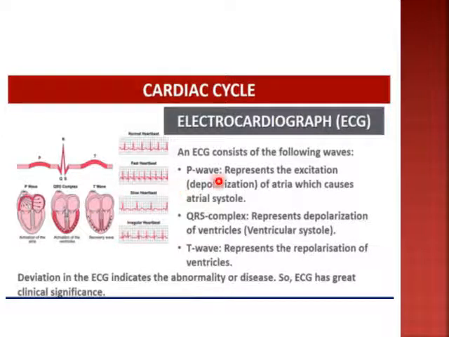An ECG consists of the following waves: the P wave represents the excitation, depolarization of the atria, which causes the atrial systole. The QRS complex represents the depolarization of the ventricles, which causes the ventricular systole, and the T wave represents the repolarization of the ventricles. Deviation in the ECG indicates an abnormality or disease, so ECG has great clinical significance.